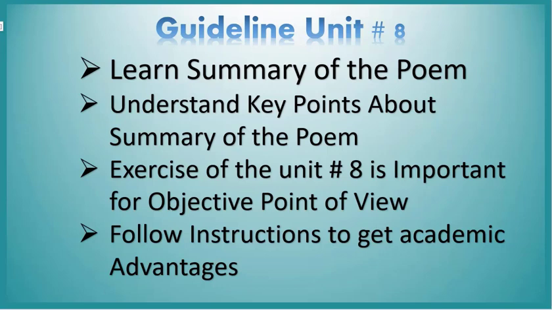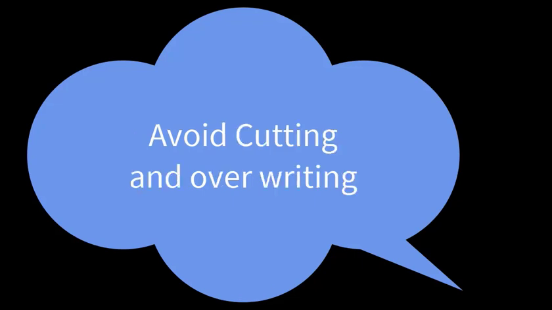Students, listen very carefully. There are a few instructions to learn and write the summary. Number 1. Do not write any irrelevant material while writing the summary of the poem. Must keep your intention according to the subject of the summary. Number 2. Avoid cutting and overwriting. Students, do your work very neatly. If you understand the summary and you have learned it very carefully, there must be very little chance to cut or overwrite.